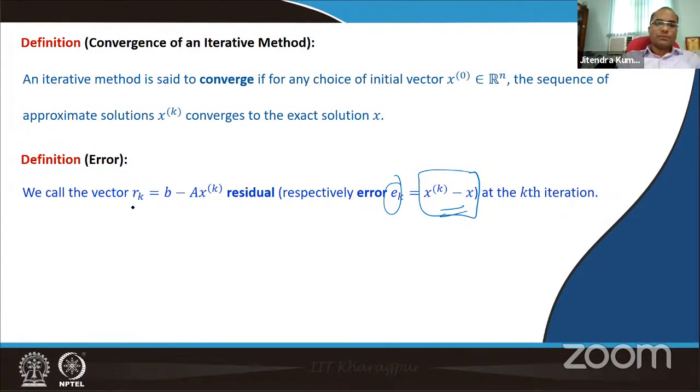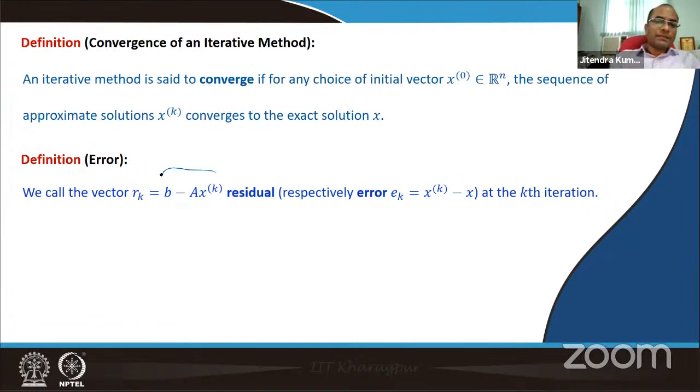But there is another possibility for the error, because here we need the exact solution. And in many cases, of course, in all cases where we are solving numerically, we don't know the exact solution. So theoretically it makes sense, but when it comes to practice, this is not going to help you much. But there is another approximation which can be used to stop those iterations, or to say that our method is producing good enough approximations.